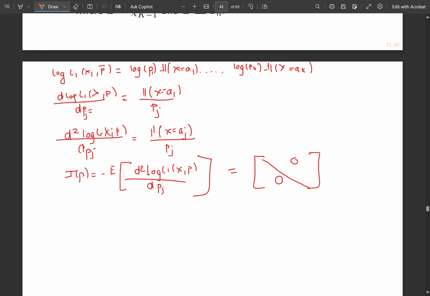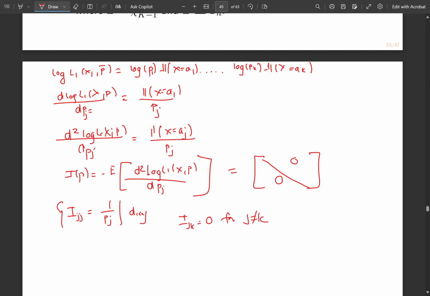The formula for diagonal elements is that when j is equal to j, it's going to be 1 by pj. These are for diagonal elements, and for non-diagonal elements, it will be zero. That is, I j k is equal to 0 for j not equal to k.